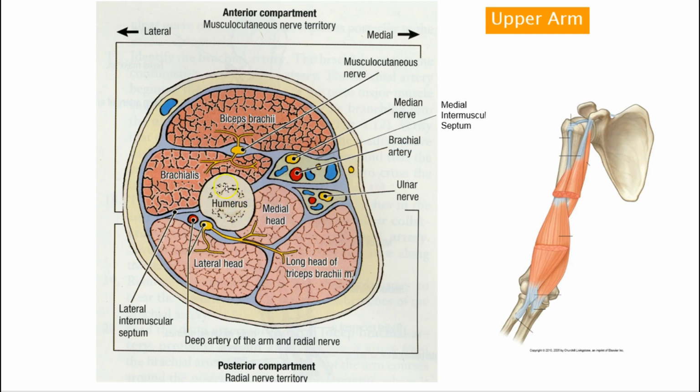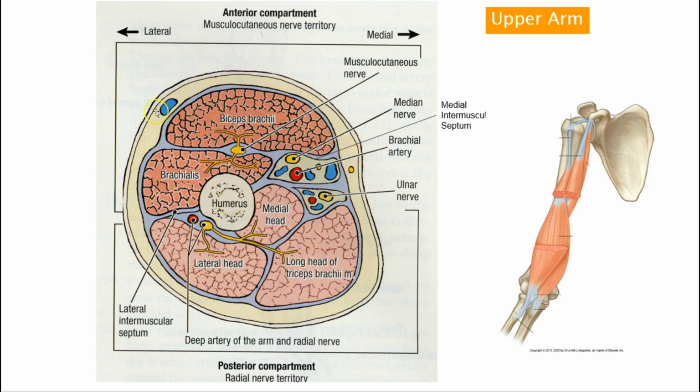So here we can see the humerus. Up here would be anterior, and down here would be posterior. So this compartment here, shown in a slightly brighter color, would be the anterior or flexor compartment, and then this region would be the posterior compartment or the extensor compartment.